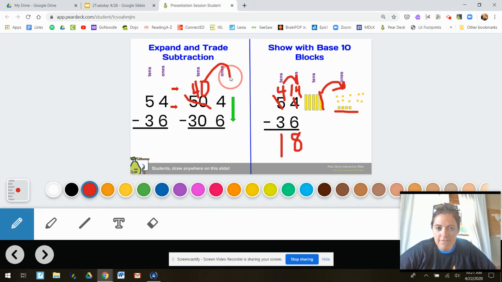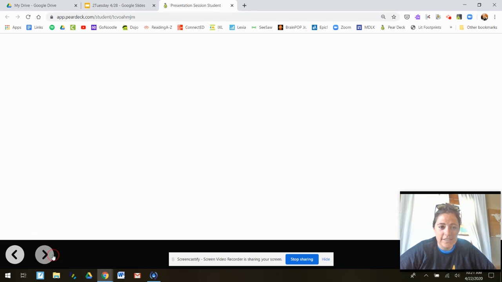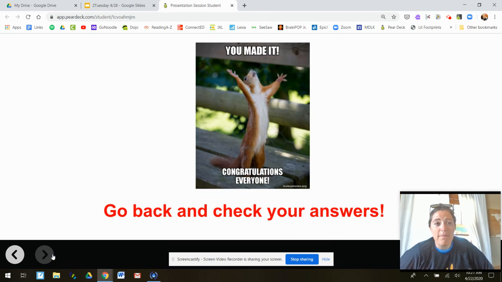And I'm trading it for 10 over here to my 1s, so I'm not going to have 4 anymore. I'm going to have 14. Okay, 14 minus 6 is 8. 40 minus 30 is 10. Guess what 10 plus 8 is? 18. Okay? And it looks like we made it.